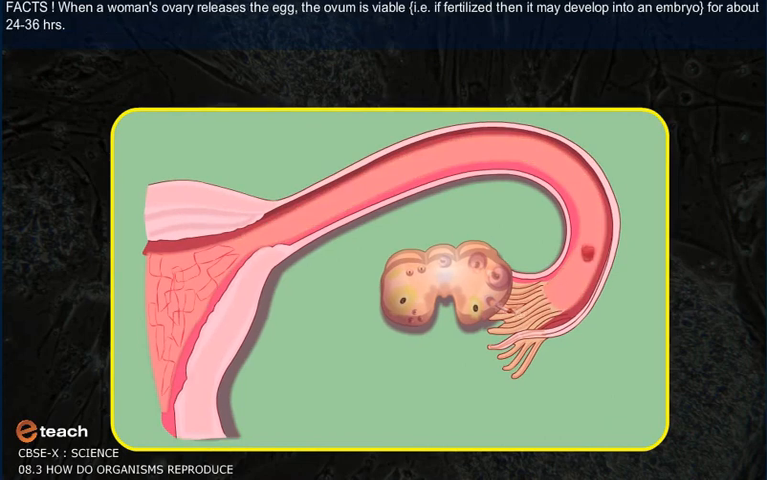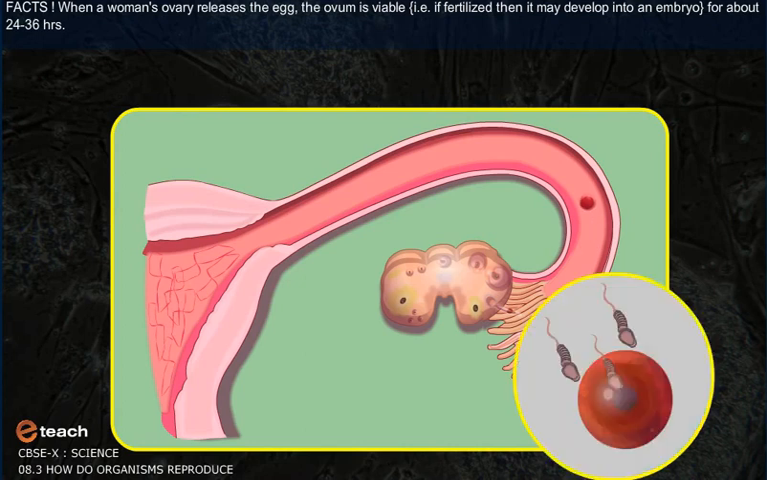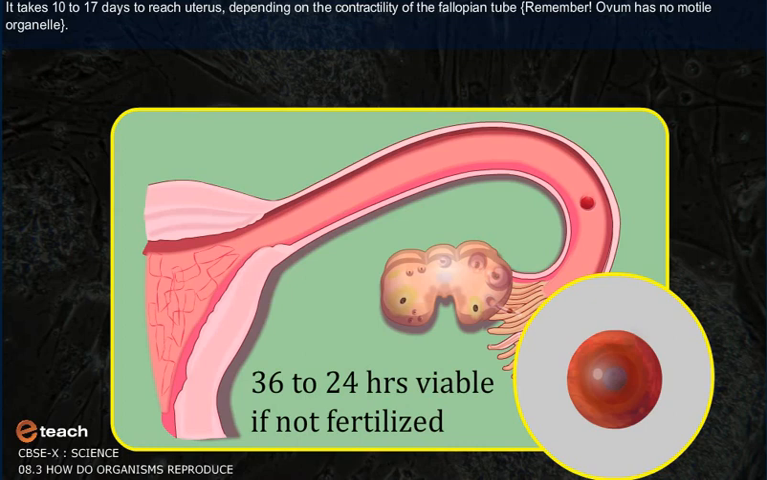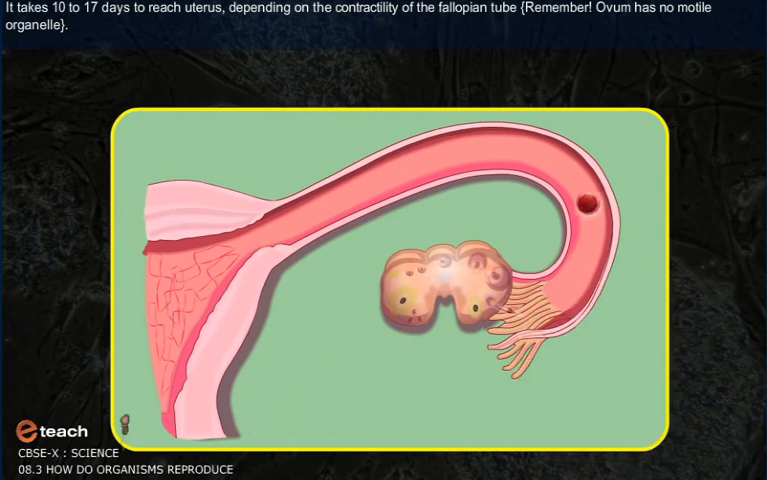Facts. When a woman's ovary releases the egg, the ovum is viable, that is, if fertilized, it may develop into an embryo, for about 24 to 36 hours. It takes 10 to 17 days to reach the uterus, depending on the contractility of the fallopian tube. Remember, the ovum has no motile organelle.